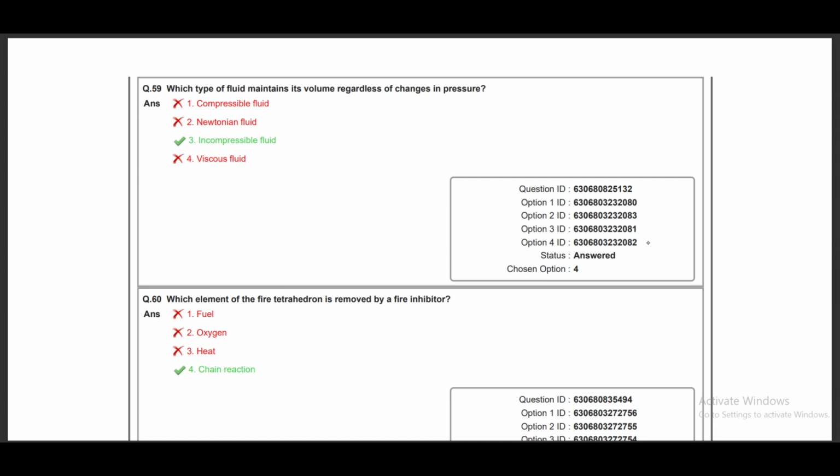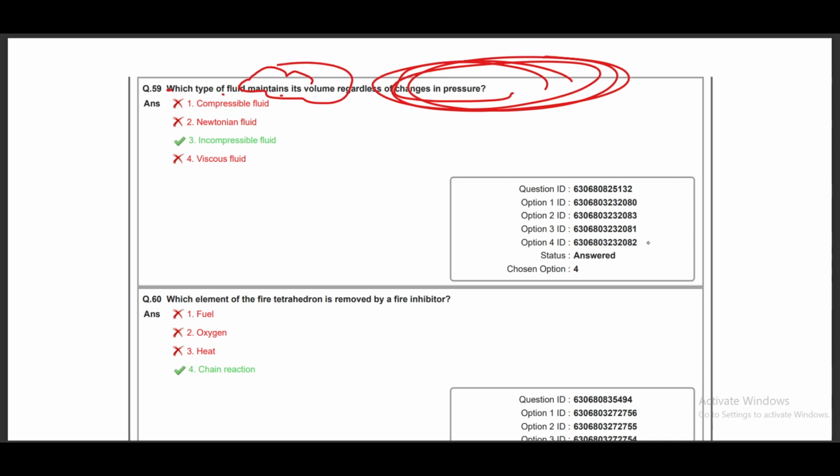Next question is, which type of fluid maintains its volume regardless of change in pressure? Obviously it should be incompressible in nature. That is incompressible fluid. So the third option is the correct answer.